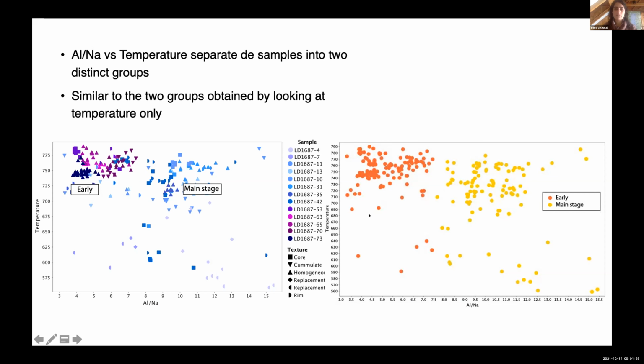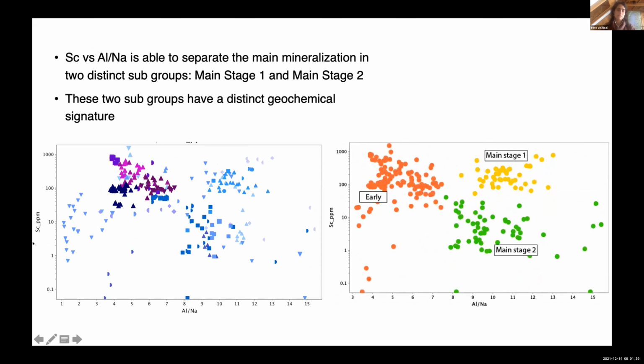But we can take one step further and look also at trace elements. And for this, I was using scandium, which is an element that, you will see later, has very complex zonations within the actinolite grains. And what we see is that this main stage mineralization we can actually divide into two clusters, two subclusters. And I'm going to show you next that these two subclusters actually have very distinct geochemical compositions.